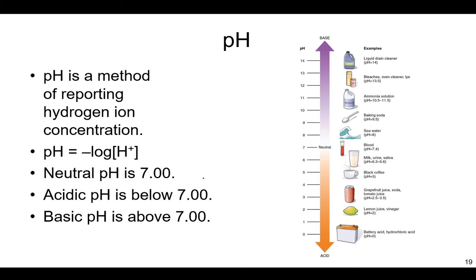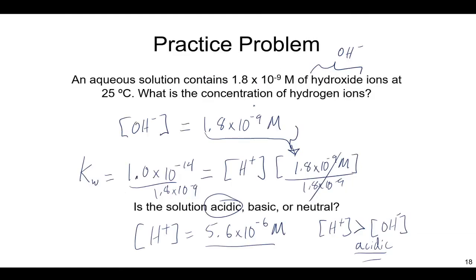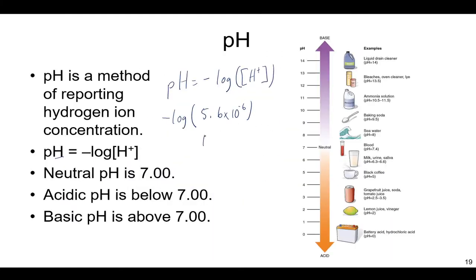pH is a method of reporting the hydrogen ion concentration. So pH literally means, the little p means take the negative logarithm base 10 of the H plus concentration. In the previous example, you can take the negative log of 5.6 times 10 to the negative 6, the value we just got, and you'd get a pH value of 5.3.